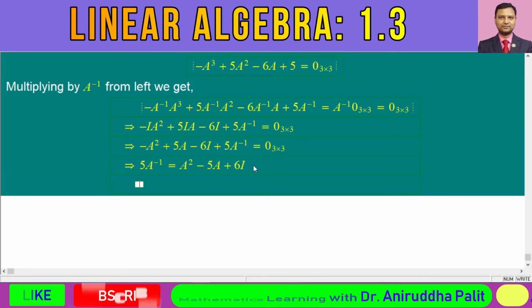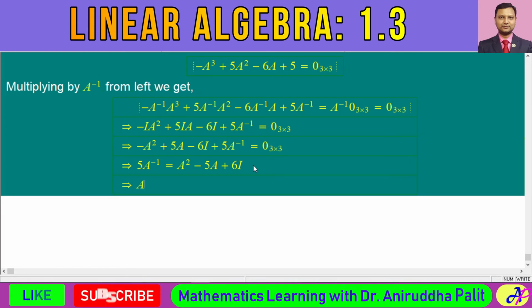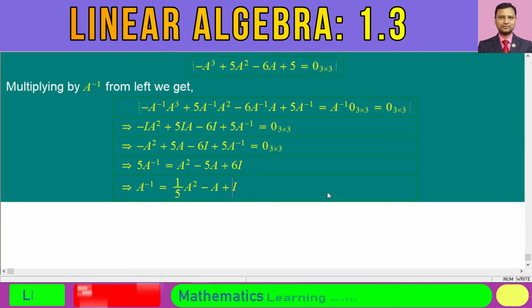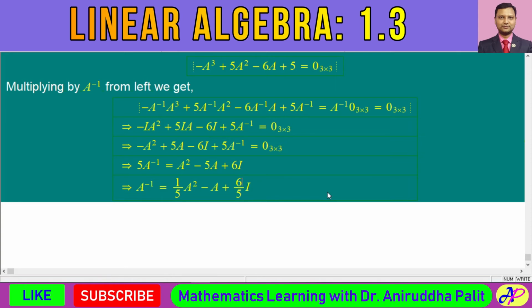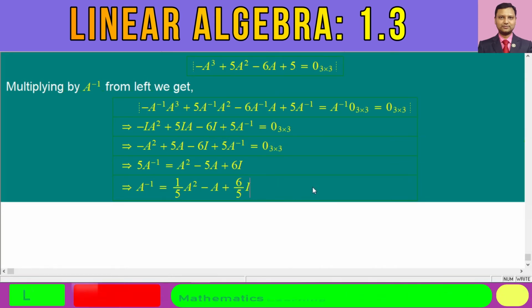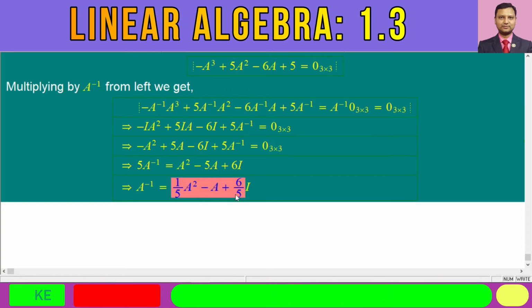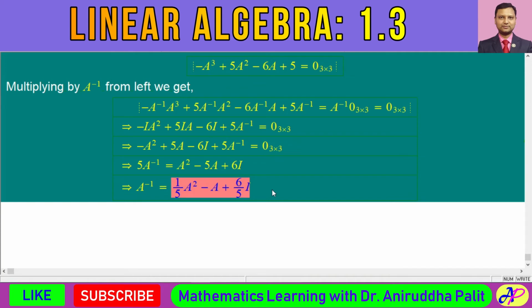Therefore what is A inverse? This A inverse is equal to 1/5 of each term, 1 by 5 of this first term, which would be simply A squared, minus A, and then plus 6 by 5 into this identity matrix. So in this fashion we will be able to compute A inverse. Now it is a matter of only computation of this part.